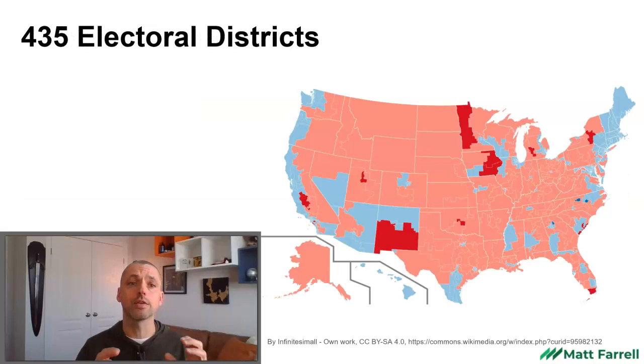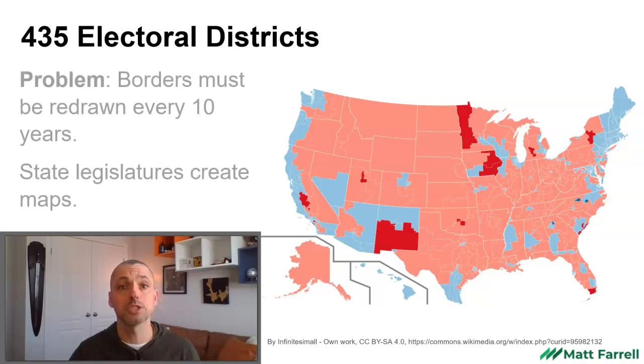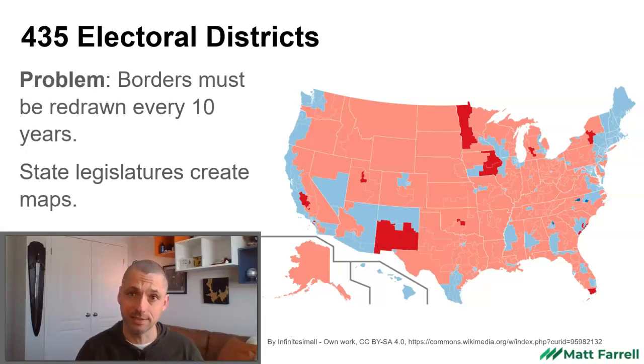We have 435 electoral districts in America, and that is fixed because there are 435 seats in the House of Representatives. One thing that isn't fixed, however, is population. Population patterns change. And after every census, after every 10 years, these districts need to be redrawn because people move around. Some areas decline in population, other areas grow. The state legislatures draw the maps for these districts.